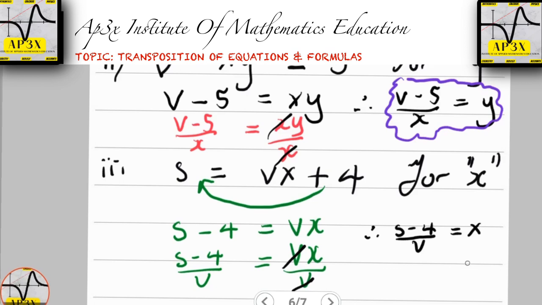Or I could just say that X is equal to S over V minus 4 over V. Could write it like that if you want. Just being a little showboat there. But I would just settle with S minus 4. Make sure it's S minus 4 over V is equal to X.